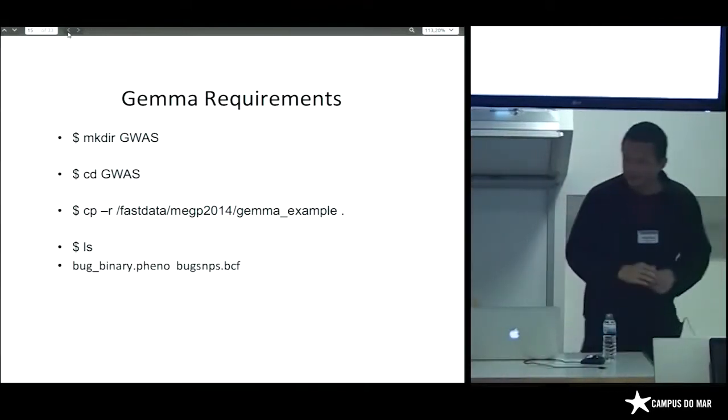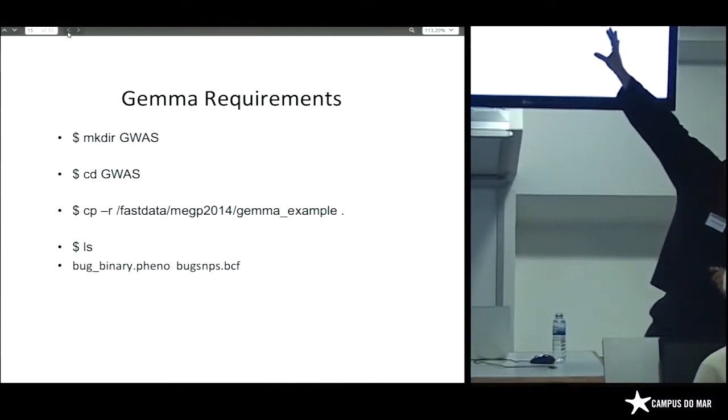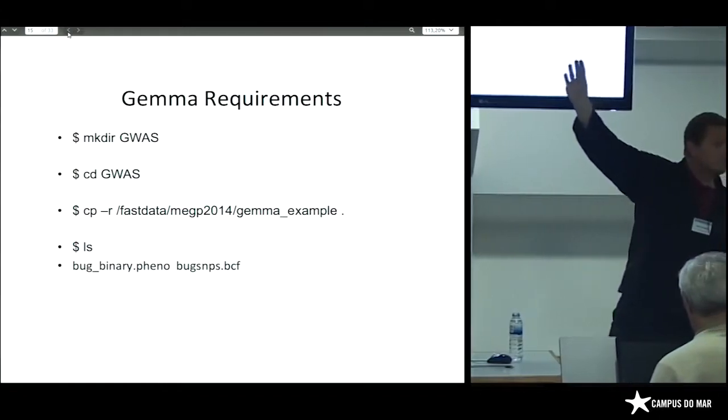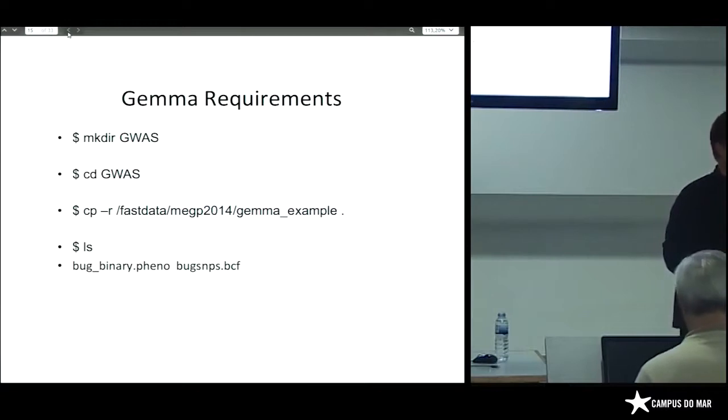If you don't have those 2 files, you don't need to do the make directory GWAS. You can if you want to, but you should have already just copied those files across so we could save a couple of minutes.